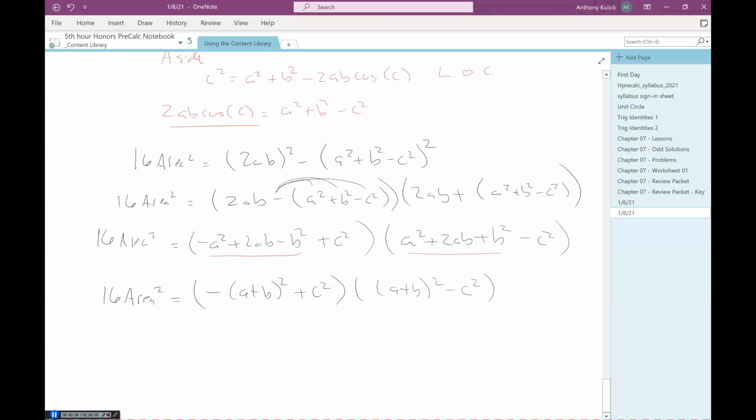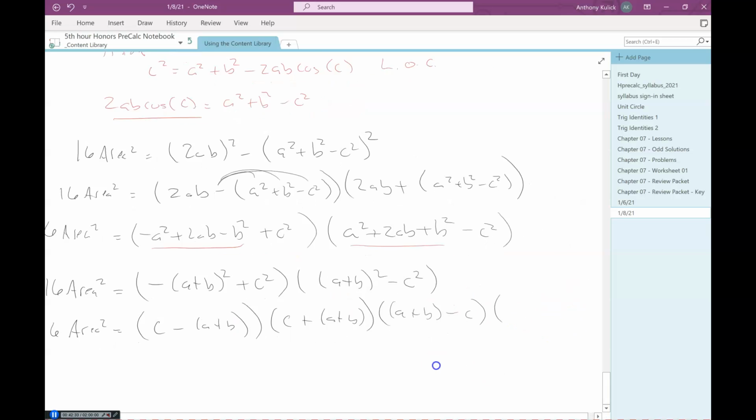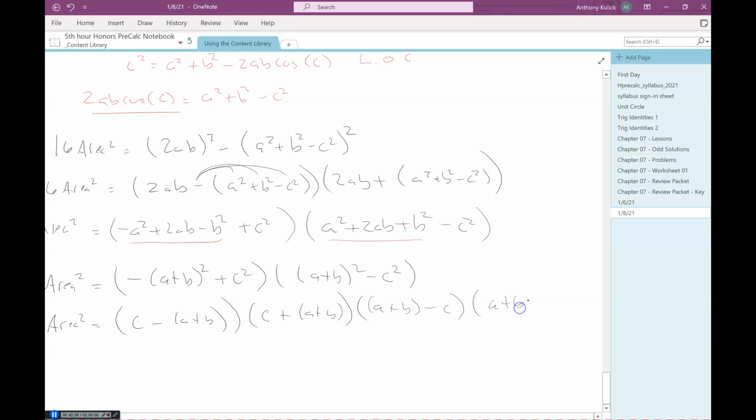And what I'm left with here again is another difference of two squares in each of these factors, right? So c minus a plus b, c plus a plus b, a plus b minus c, and then a plus b plus c.